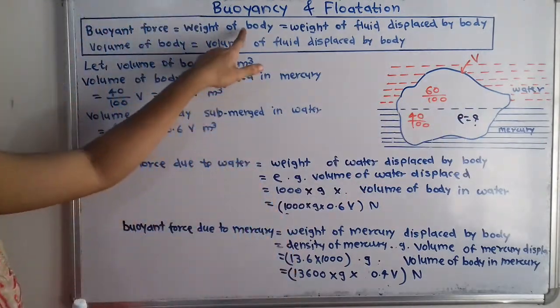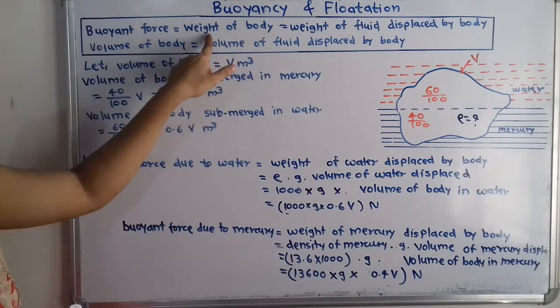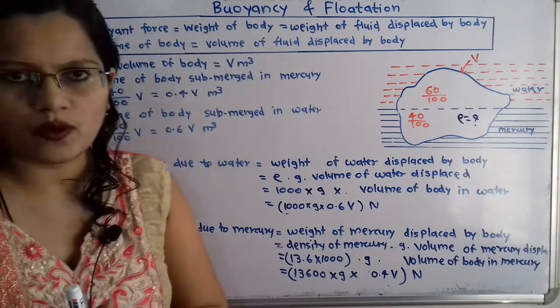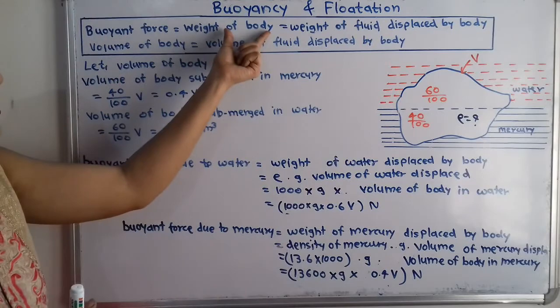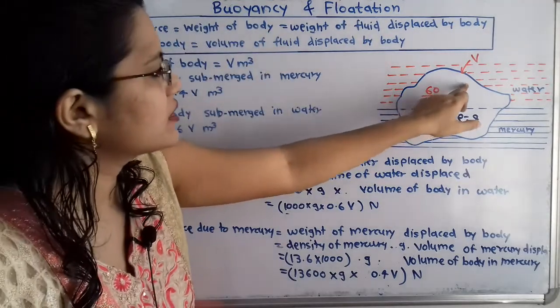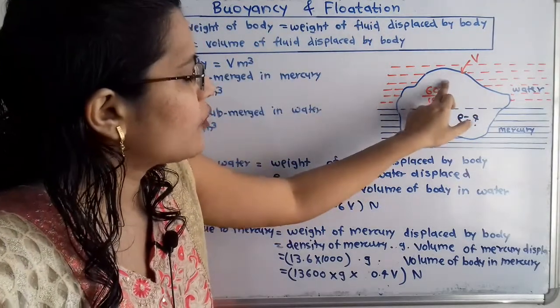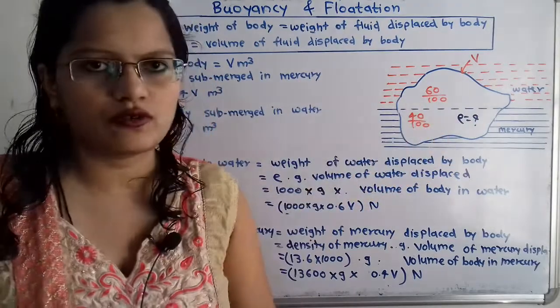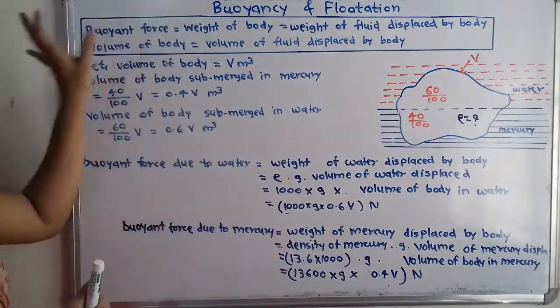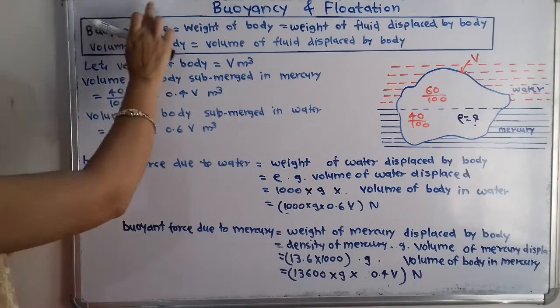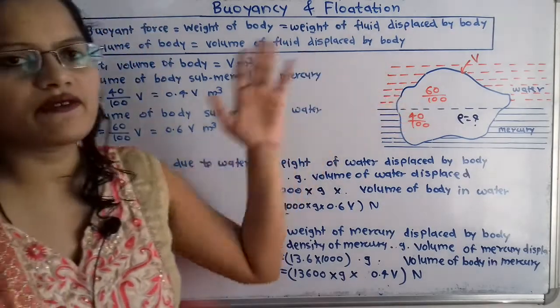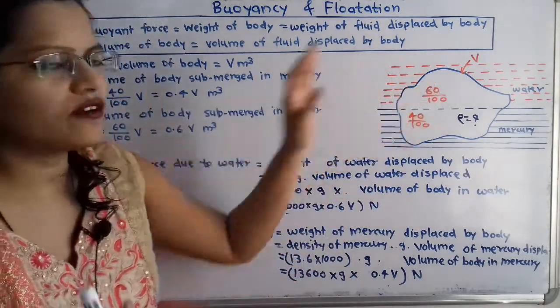So for that, we have rho into G into volume of body. First we will find out the volume of body. Here it is given that volume of body in water and volume of body in mercury. Then what is the buoyant force? Now this is so much important. So for this given body, what is the buoyant force?